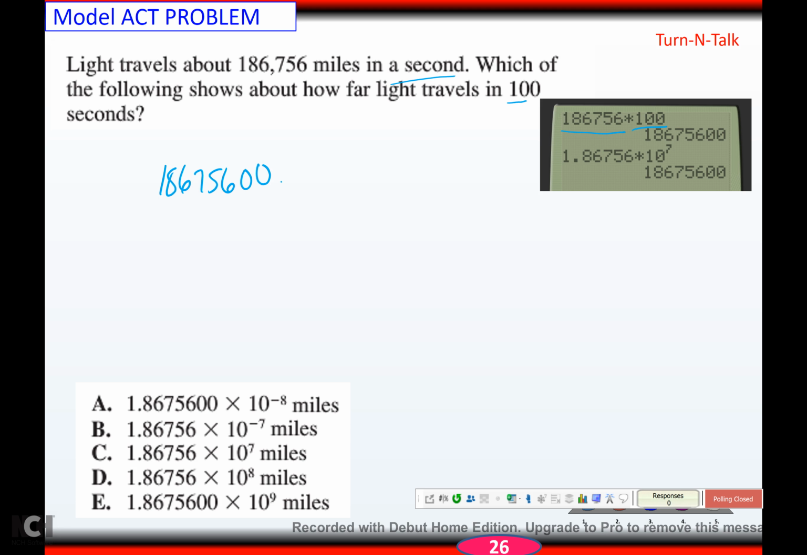186,755,600. The decimal right now is at the end of the number. I want to put it right here. So I do 1.86756, and then I'm going to put times 10. To put it back where it was, I'd go 1, 2, 3, 4, 5, 6, 7 times. So it would be 10 to the 7. Okay?